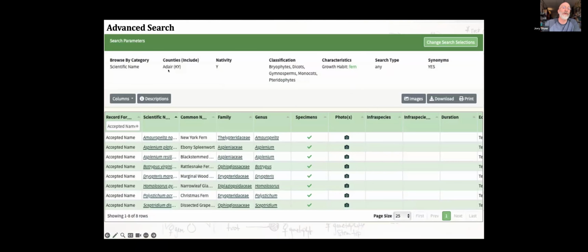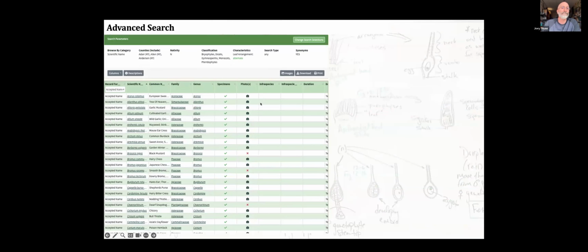And so, for example, here you can see an advanced search that I did looking for species from Adair County that are ferns. The ferns from Adair County, if that's what you're interested in. Here's another search that I did, Adair, Allen, and Anderson counties, looking for plants with alternate leaves, and it generates that list and gives you those specimens.